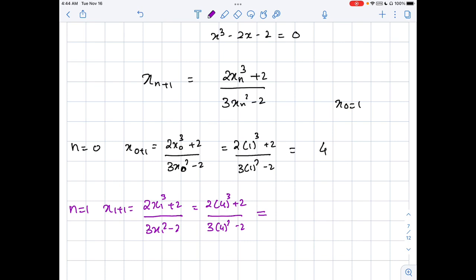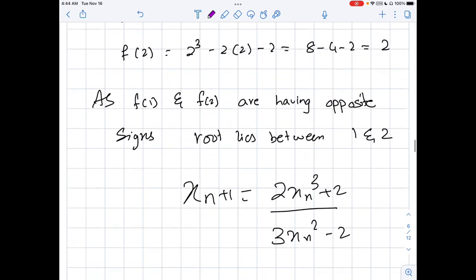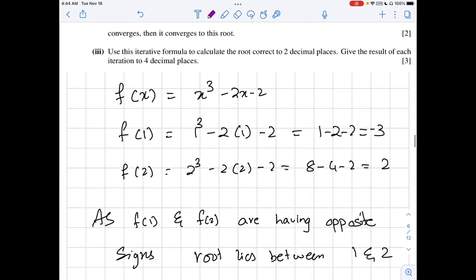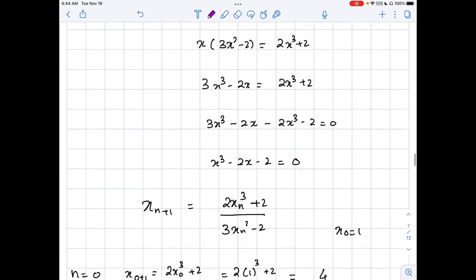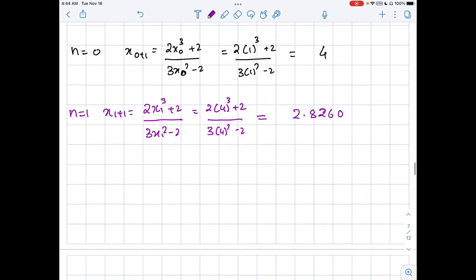I have changed to this one, so it becomes 2.838260. Each iteration to how many places he said? Indeed, each iteration to 4 places of decimal, so 2.8261. Now I take n is equal to 2, so x3 is equal to 2 times x2 cube plus 2 upon 3 times x2 square minus 2.